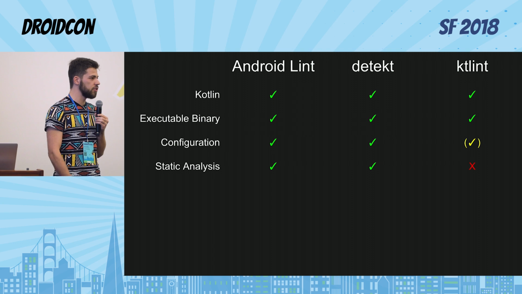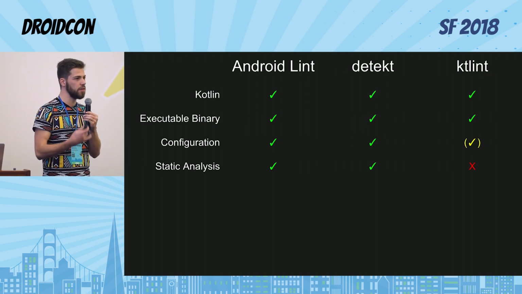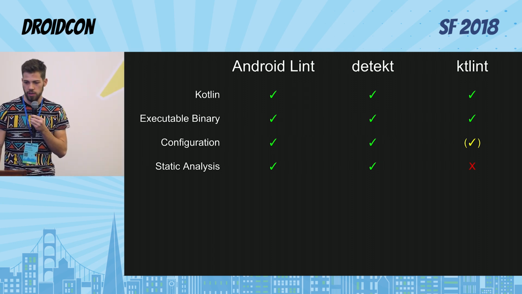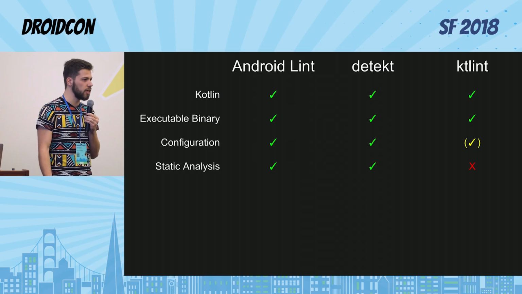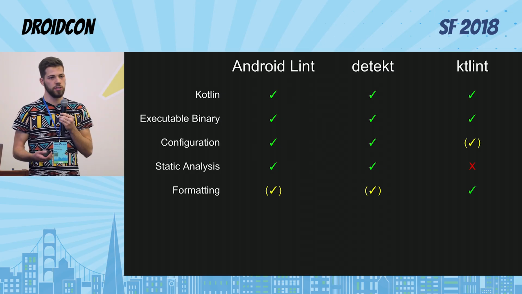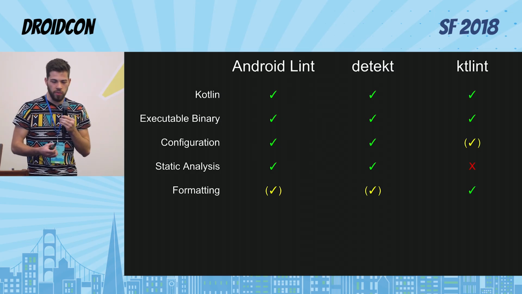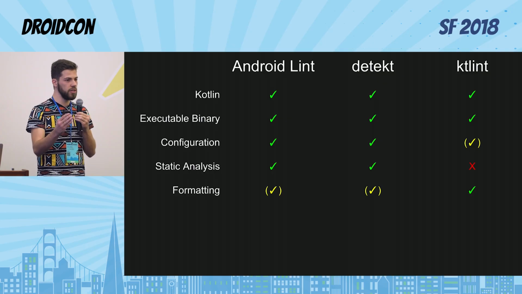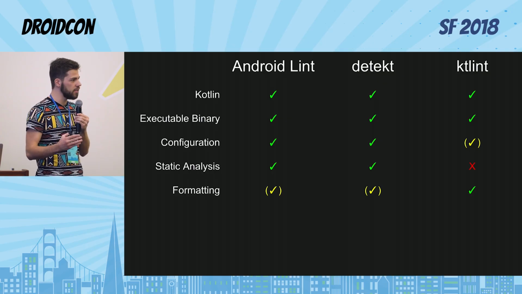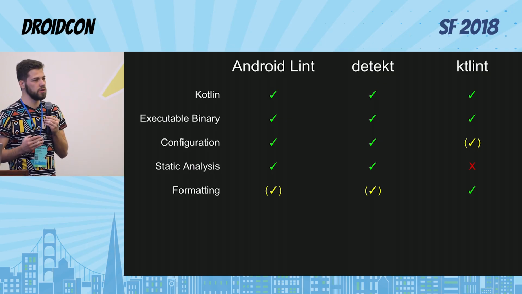have. Static analysis, so looking at complexity, looking at things, that's mostly done by Android Lint and Detekt. Lint has the capability, but it's more focusing on formatting. So you can think of it like Android Lint and Detekt are focusing on static analyzing, and Lint is more looking at formatting.